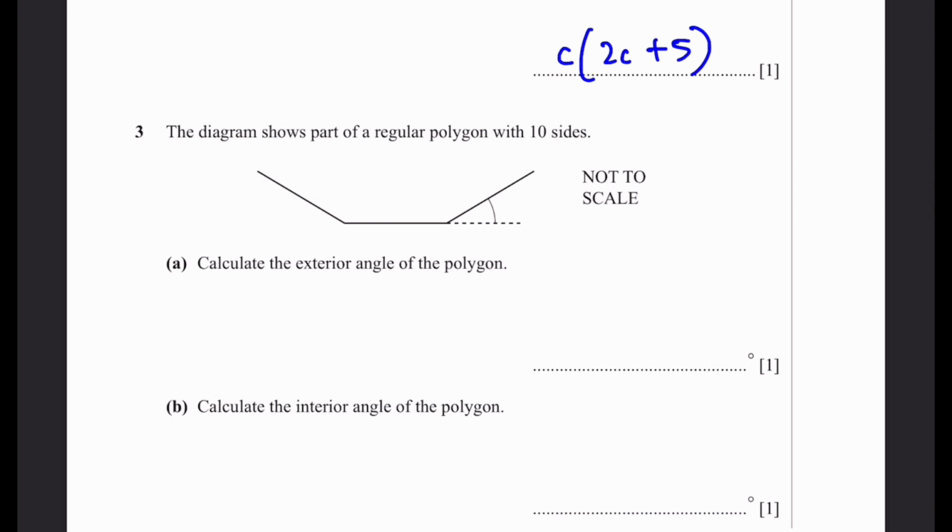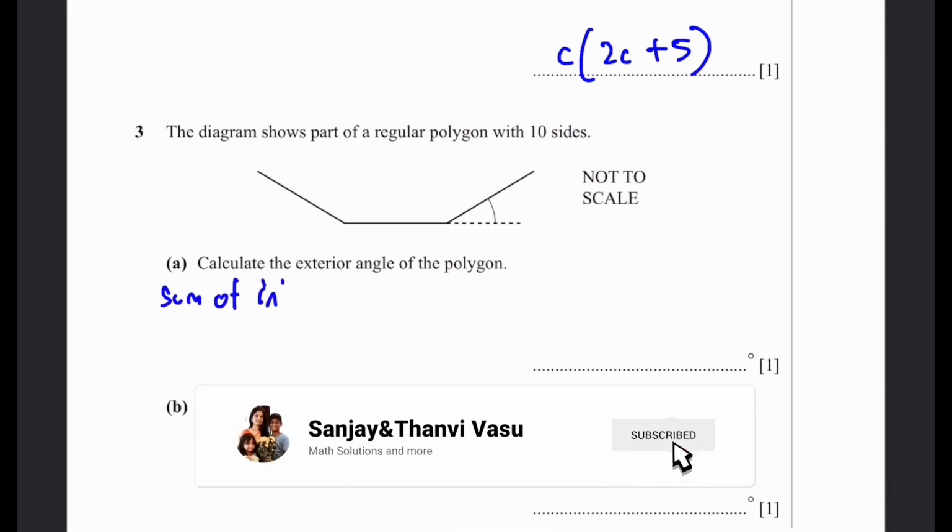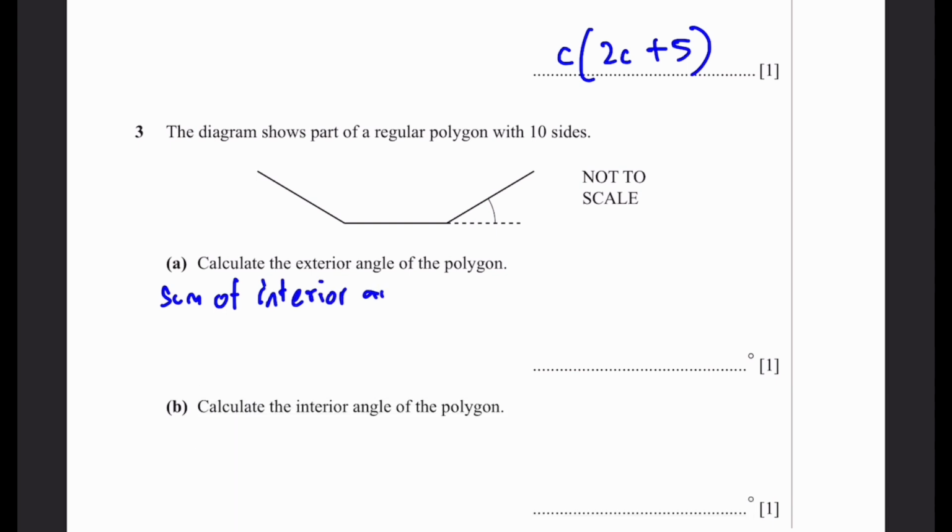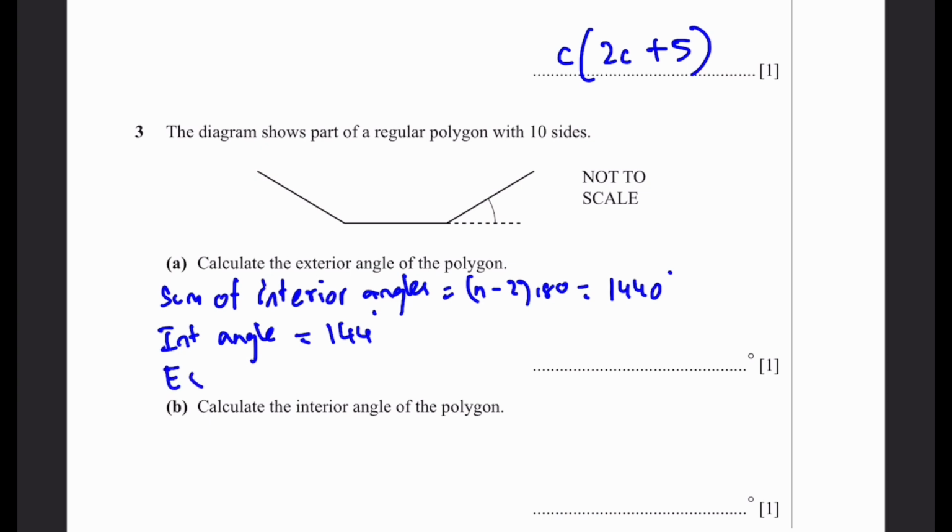First, the exterior angle. So the sum of interior angles is equal to n minus 2 into 180, which is 1440 degrees. Interior angle is equal to 1440 divided by 10, which is 144 degrees. Exterior angle equals 180 minus the interior angle, 180 minus 144, which is equal to 36 degrees. So the answer for A is 36 degrees, and the answer for B is 144 degrees.